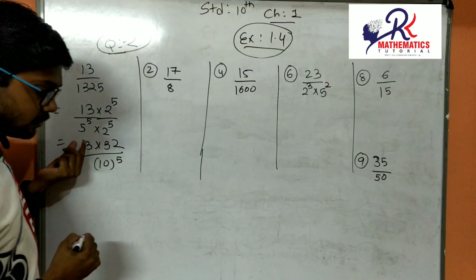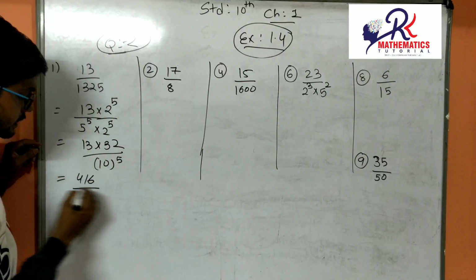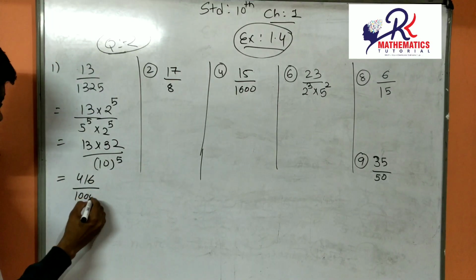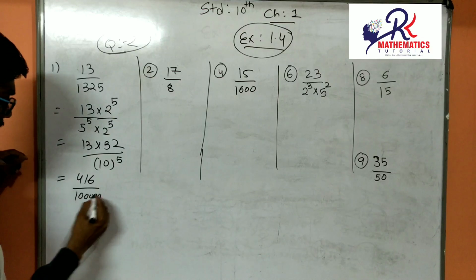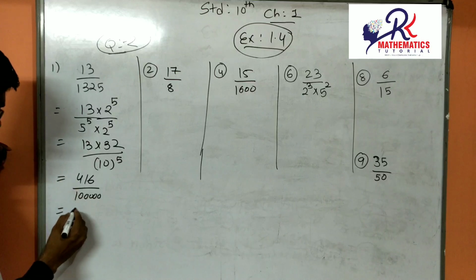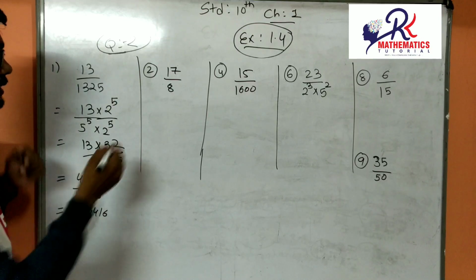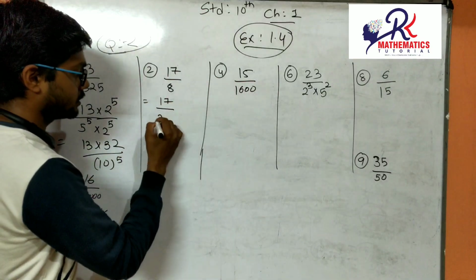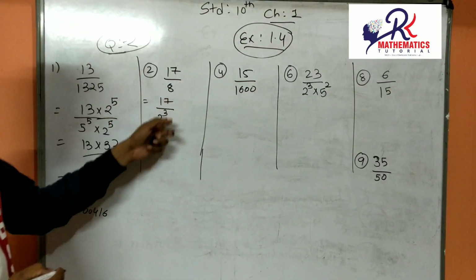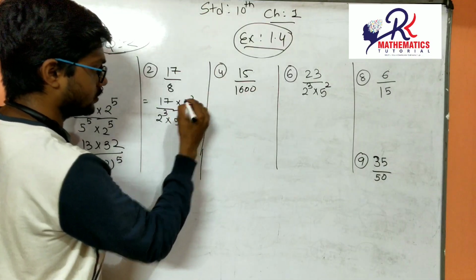Now 13 into 32 is 416. Now it is 10 power 5, so we can write 416 over 10 power 5. Now we have to convert it into decimal form, so we can write 0.00416. This is our first question. Now the second one, so it is 17 upon 2 power 3, so we have to multiply 5 power 3 in the numerator and the denominator.